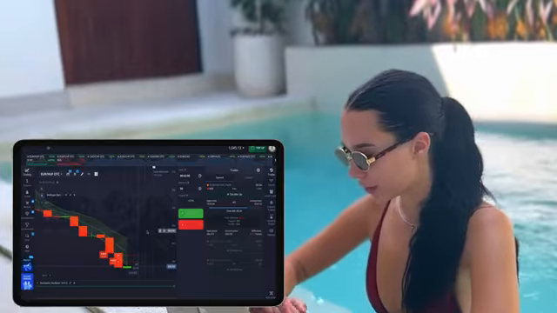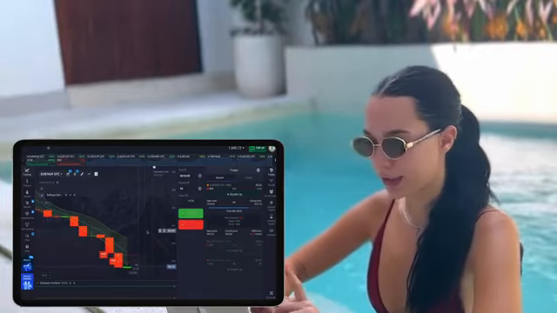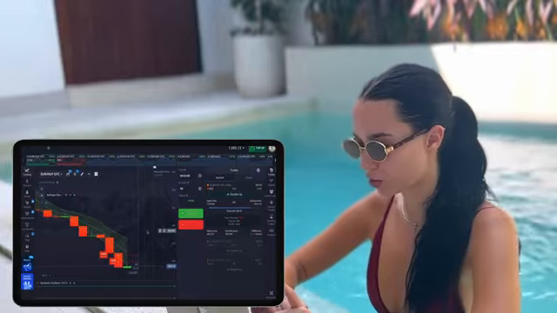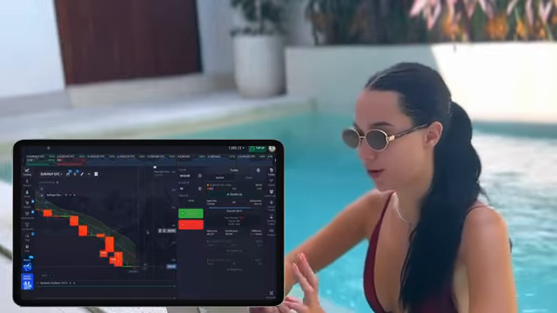So we're in a plus right now. Everything is going good. I'm thinking that the next trade we're gonna open for $100 because this one is very, very confident.